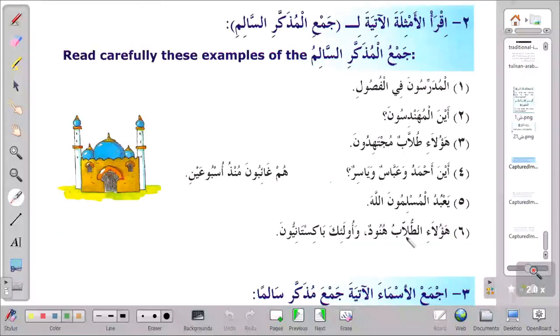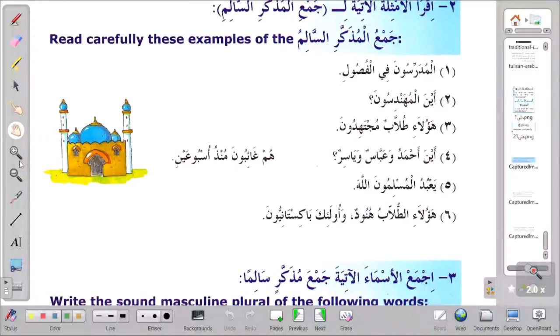Okay. So that is the end of that particular assignment. Here they are saying: اقرأ الأمثلة الآتية لجمع المذكر السالم. So they want us to read. They are trying to refresh our minds and remind us of what we learned previously about the Jam'u Muzakkar Salim.